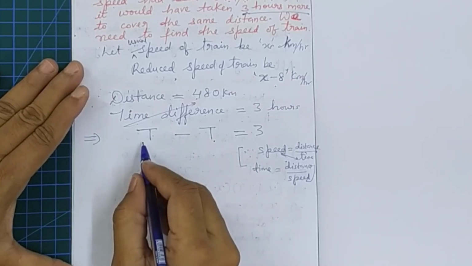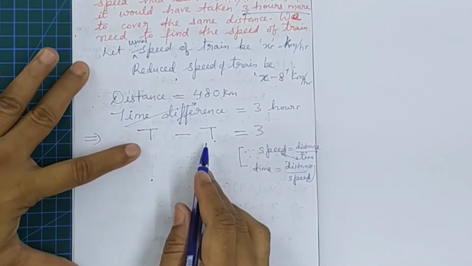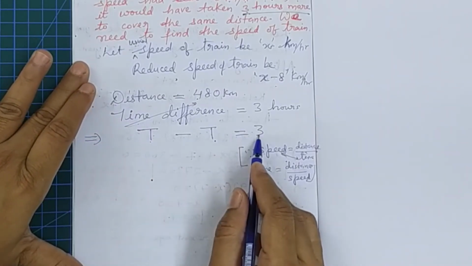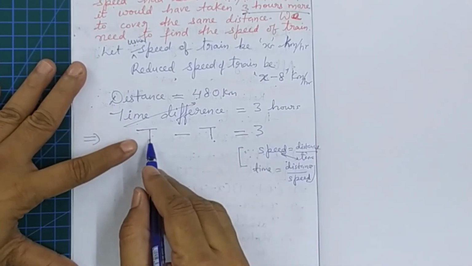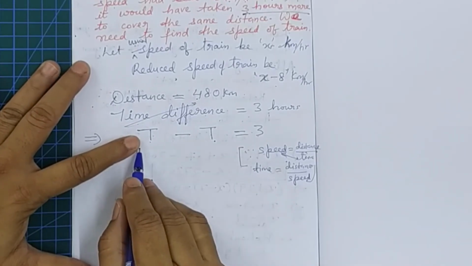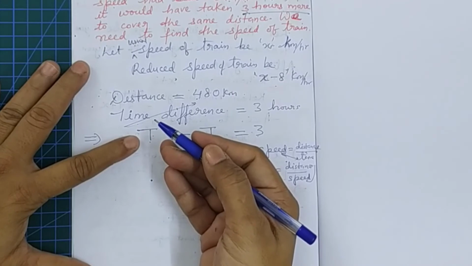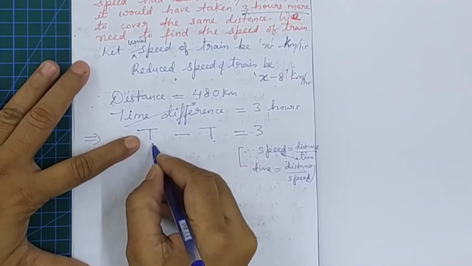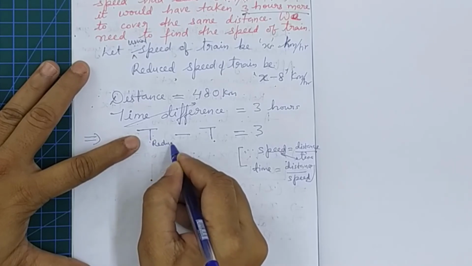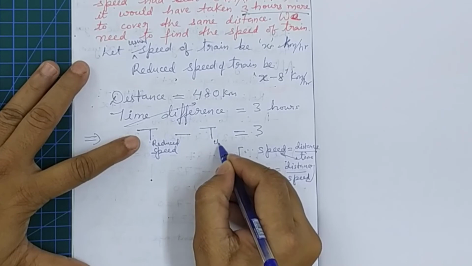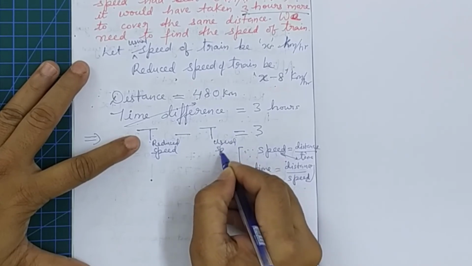So the 2 times are there. Here the big time minus small time is a positive number, plus 3. Big time means when speed is reduced, the train takes more time to reach the destination because speed is less. So this time will be the time taken with reduced speed, and this will be the time taken with usual speed of the train.